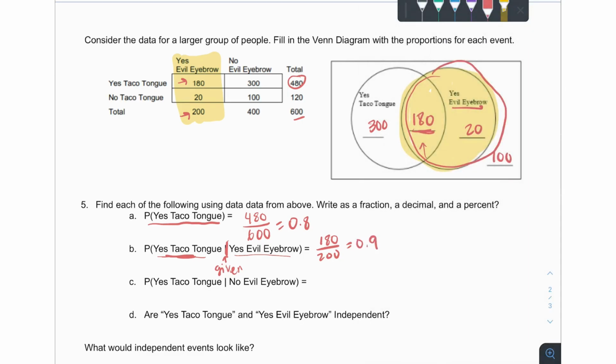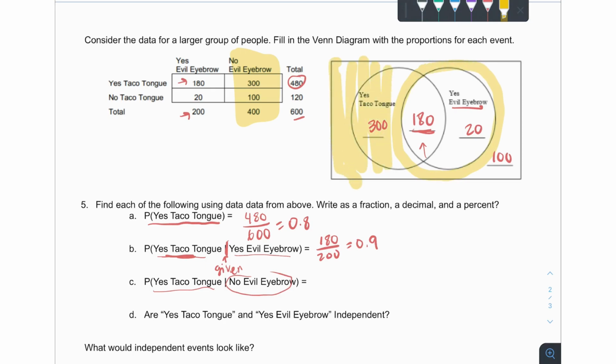And then the next one, probability of yes taco tongue given no evil eyebrow. So now what I'm highlighting is the no evil eyebrows, because that's what's given. So I'm going to do everything except the evil eyebrow. So that's everything outside of this circle. And then we want probability of taco tongue.